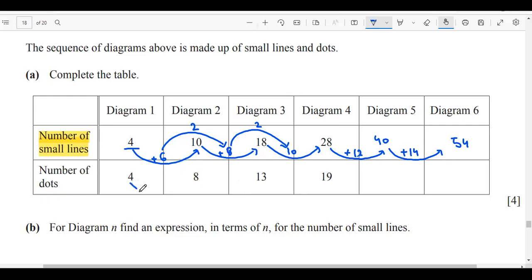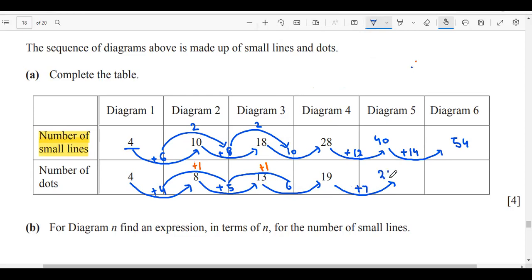Now from 4 to 8, the difference is plus 4. From 8 to 13, I need to add 5. Then I'm adding 6. And the difference of difference is fixed. From 4 to 5 and 5 to 6, I am adding the same thing, plus 1 and plus 1. Again, it's quadratic. So for finding out the next one, I am going to add plus 7. So 19 plus 7 would give me 26.